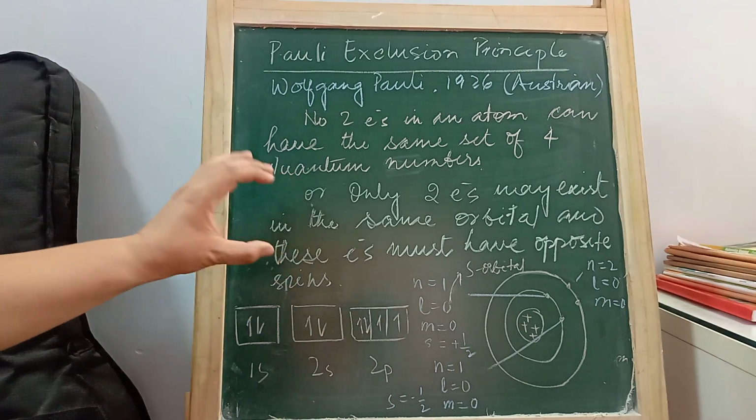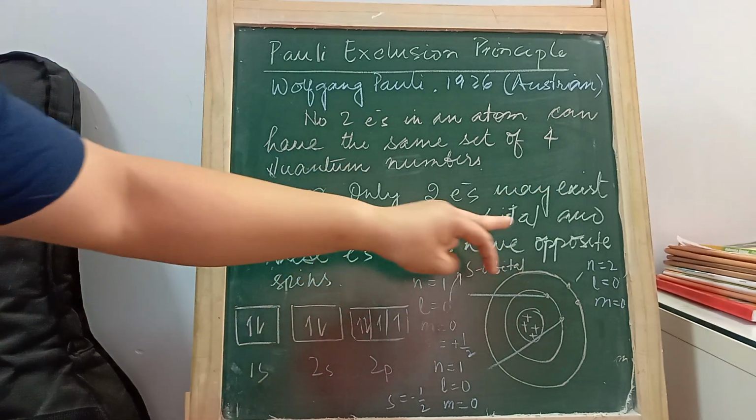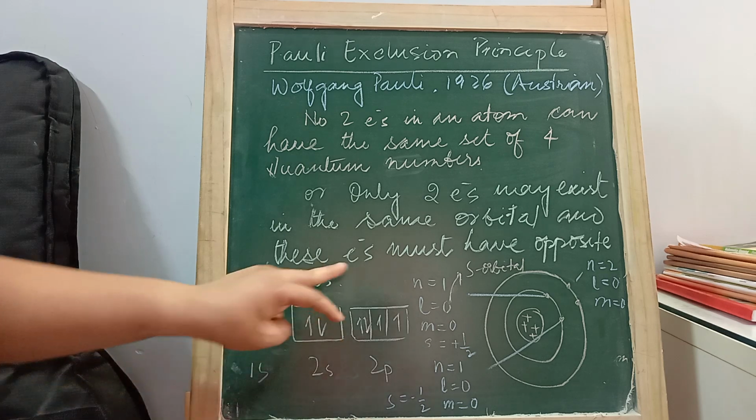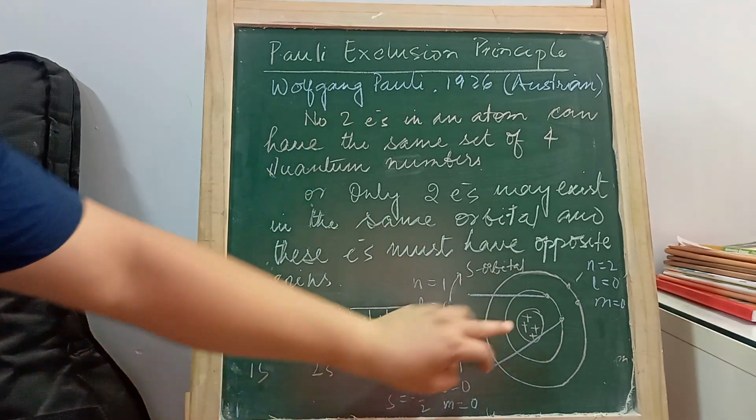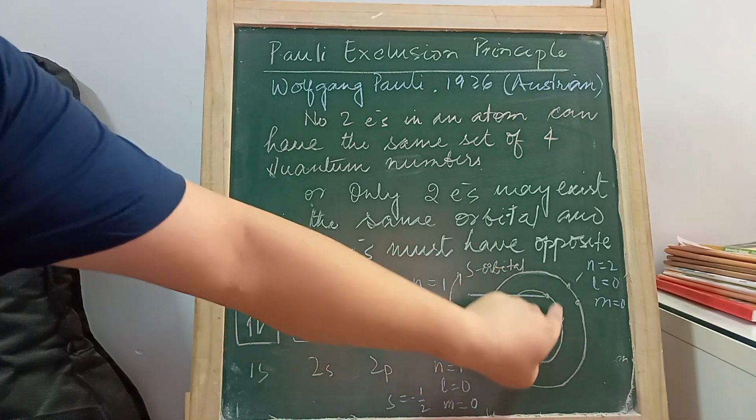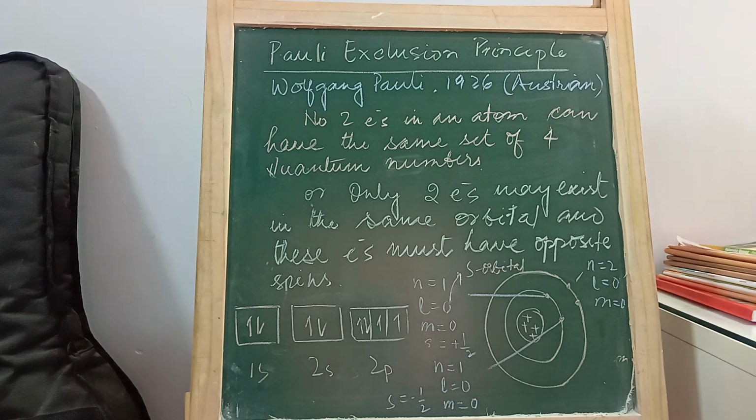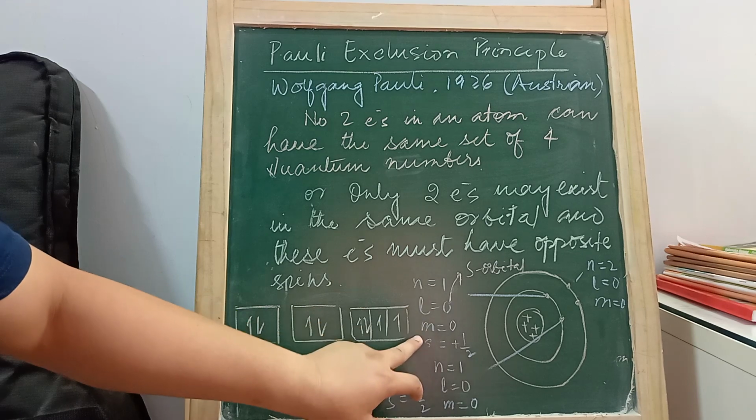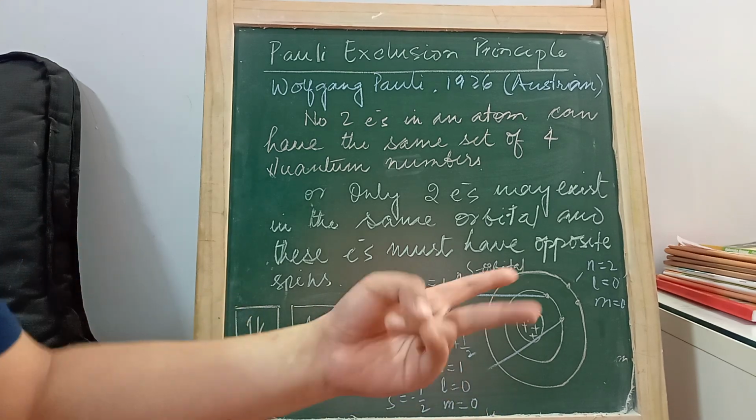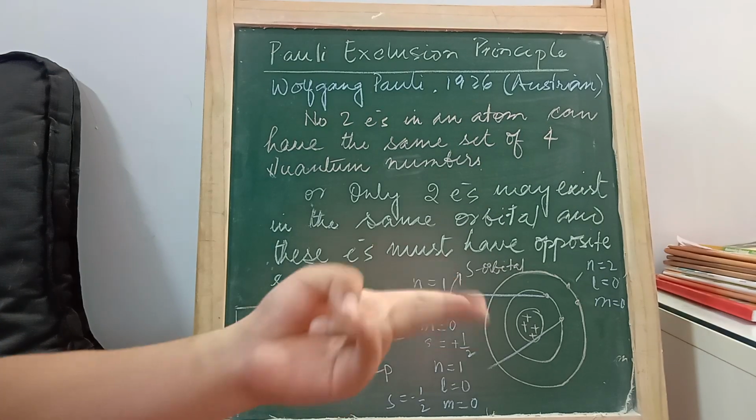Now let's come to the second way of stating the Pauli's exclusion principle. It says that only two electrons may exist in the same orbital, and these two electrons must have opposite spins. Opposite means one has plus half and the other minus half. This means that in this orbital, how many electrons can it have? Can it have 3 electrons? No. If it has 3 electrons, then the first three quantum numbers are the same, and the spin quantum number has only 2 possible values, plus half and minus half.